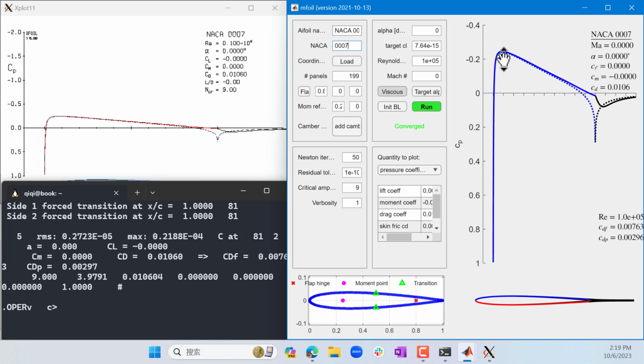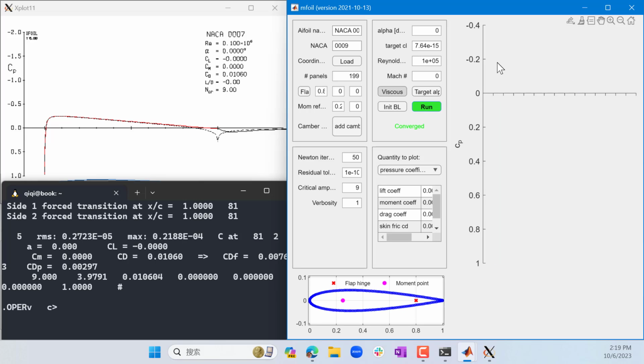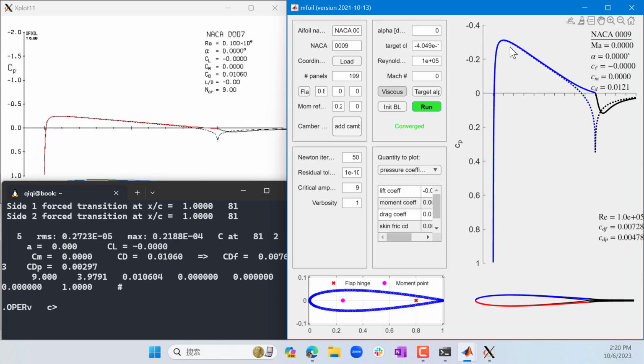It is obvious if you actually make the airfoil thicker. Remember the top of this is at negative 0.2 something, and if you make the airfoil 0.009 and click run again, you're going to see that the lowest pressure is going to be even lower. So a thicker airfoil means a lower pressure.